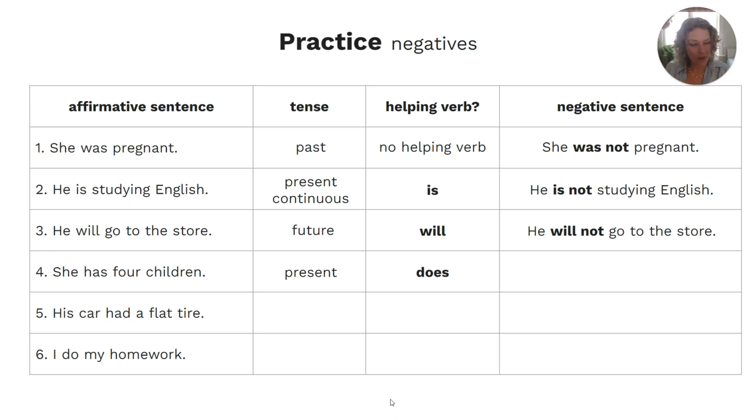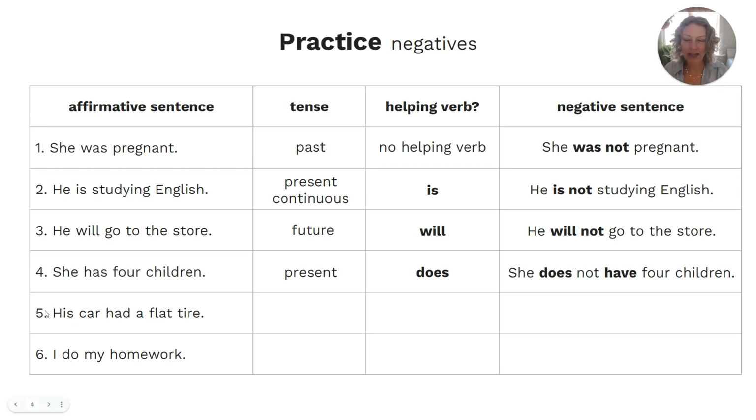And watch out for that main verb. It needs to be in the base form. So we're going to put the subject, then the helping verb, then the word not, and then the main verb in the base form. She does not have 4 children. She doesn't have 4 children.